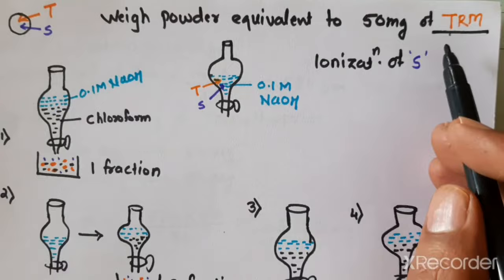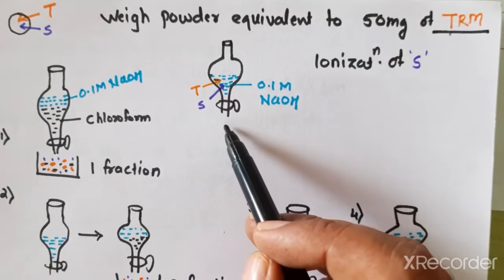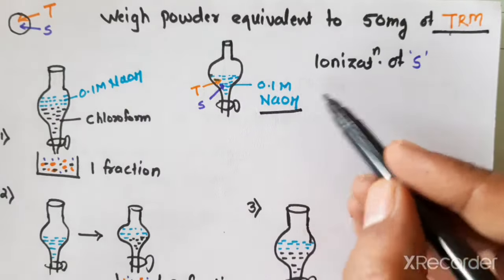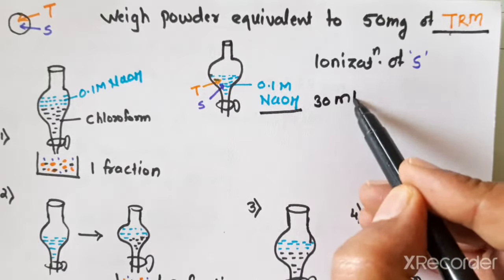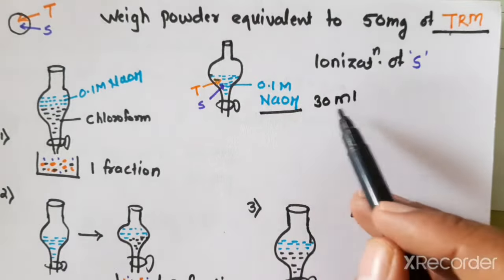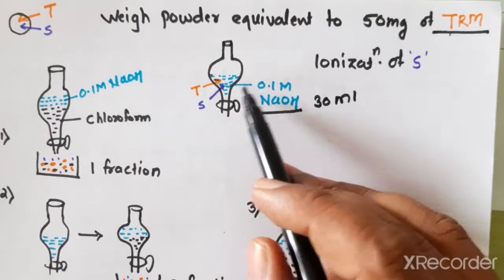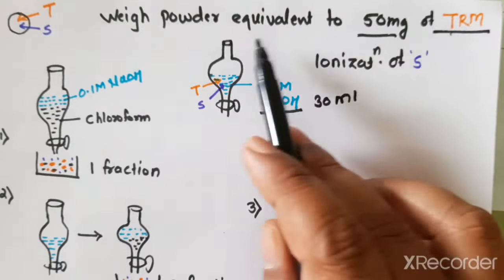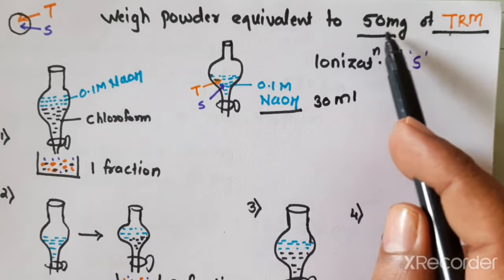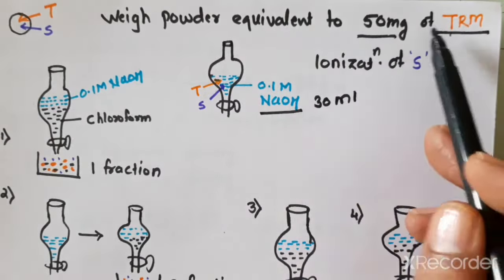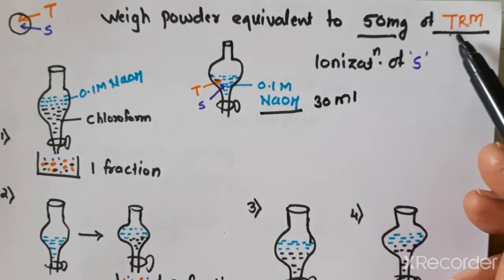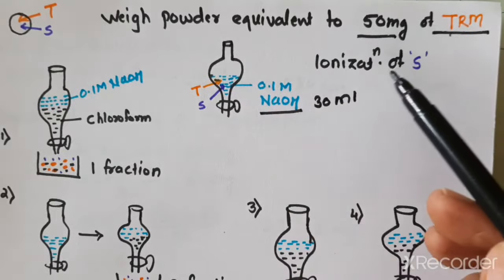Once you do that, take one separating funnel. In the separating funnel, take 30 ml of 0.1 molar NaOH. To this, add your powdered tablet weight containing 50 mg of trimethoprim. Pour the powder, which also contains sulfamethoxazole, into this. So what will happen?